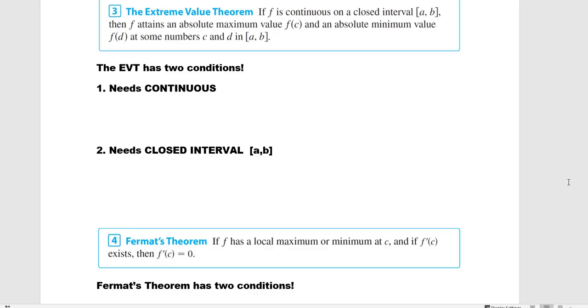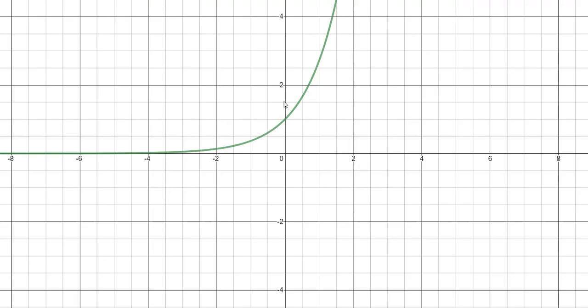Condition number 2. It needs to be a closed interval on a to b. Let's take a look at another picture. This is the function e to the x. The interval for e to the x is negative infinity to positive infinity. That is an open interval. However, if we restrict the interval to be from negative 2.5 to positive 1, now the extreme value theorem applies.